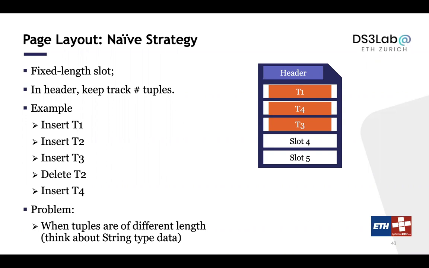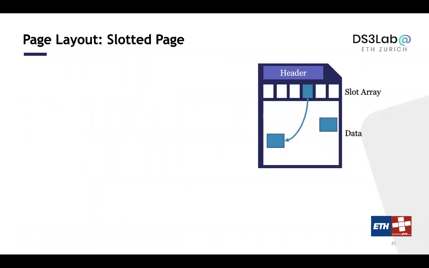So in this case, if you are doing this fixed length type of slot, you are going to end up having a lot of empty information, and you can do padding to make sure all the records are the same length, but then you are going to waste a whole bunch of space. So one of the most popular ways to implement a page layout is something called a slotted page. It actually works like this.